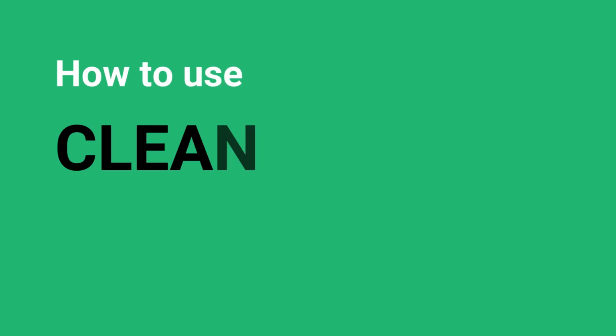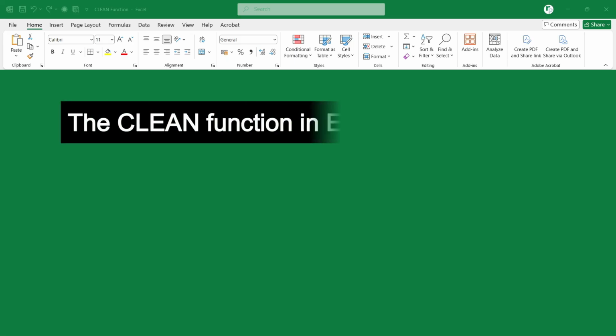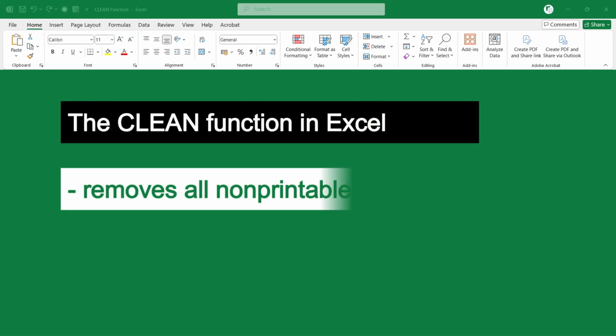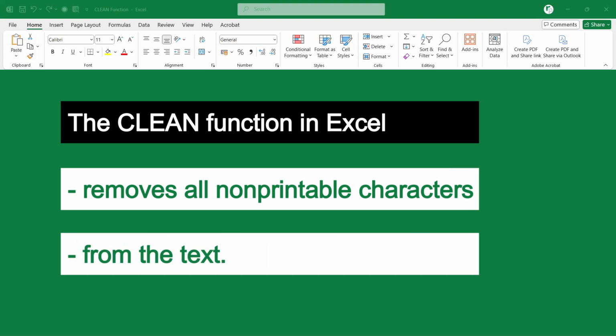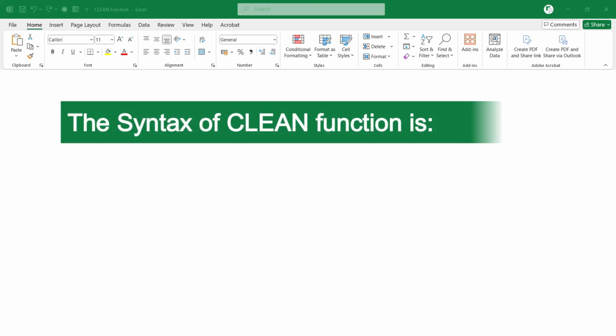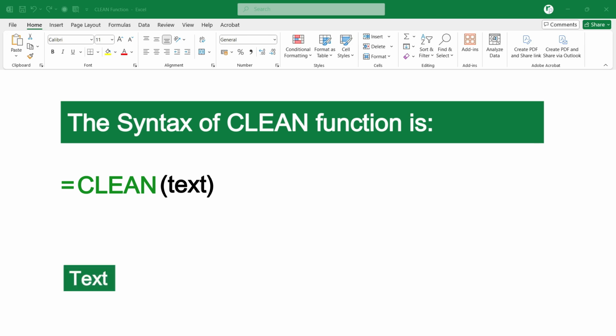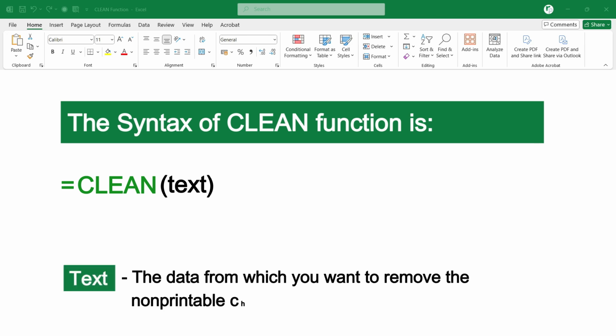How to use the CLEAN function in Excel? The CLEAN function in Excel removes all non-printable characters from the text. The syntax of the CLEAN function is =CLEAN(text). The text argument is the data from which you want to remove the non-printable characters.